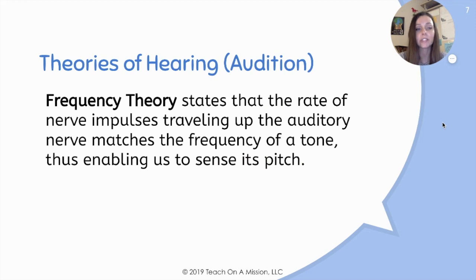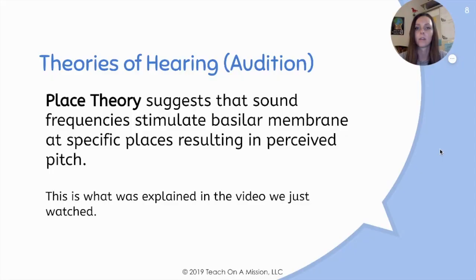Now, theories for hearing. Just like we had theories for color vision, we've got theories for hearing. We have the frequency theory. This theory states that the rate of nerve impulses traveling up the auditory nerve matches the frequency of the tone, thus enabling us to sense pitch. So that's one theory here. And when we review these in class, I'm going to go a little bit more into detail and show you the pros and cons of each theory.